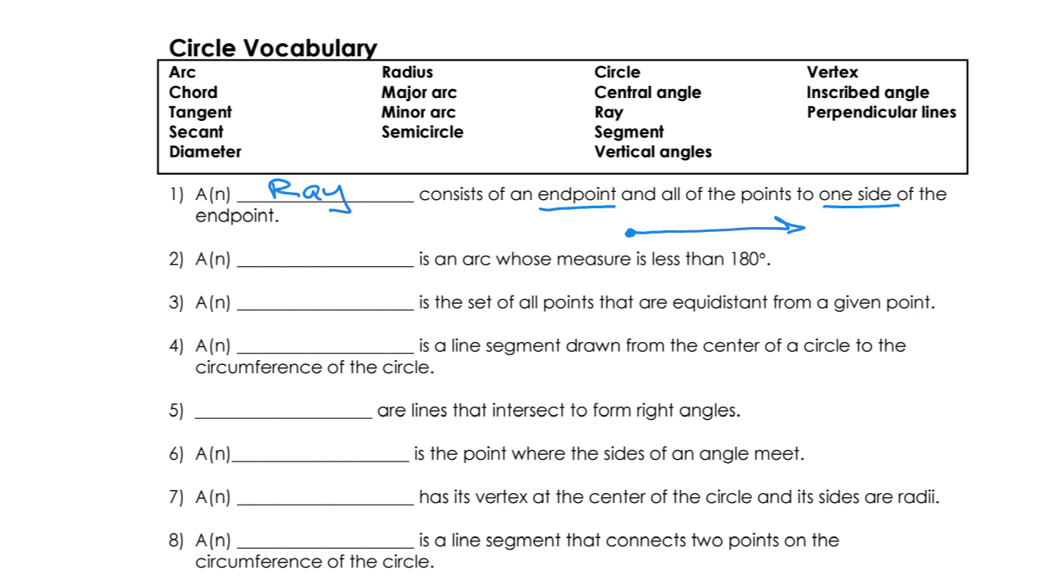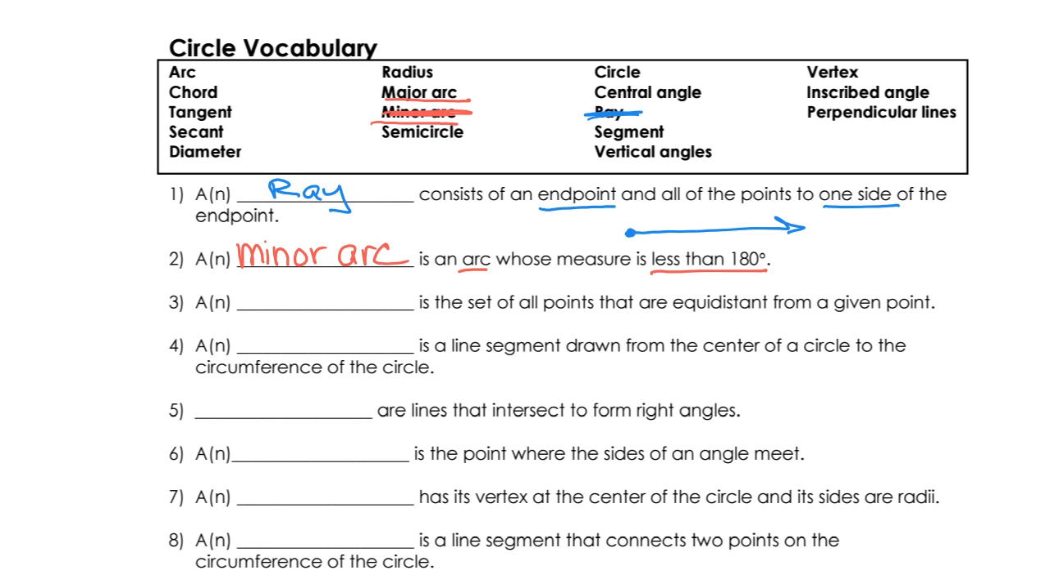Okay. Number 2, a blank is an arc whose measure is less than 180 degrees. We learned 2 types of arcs, a major arc and a minor arc. And because it's less than 180, we're going to take the minor arc.